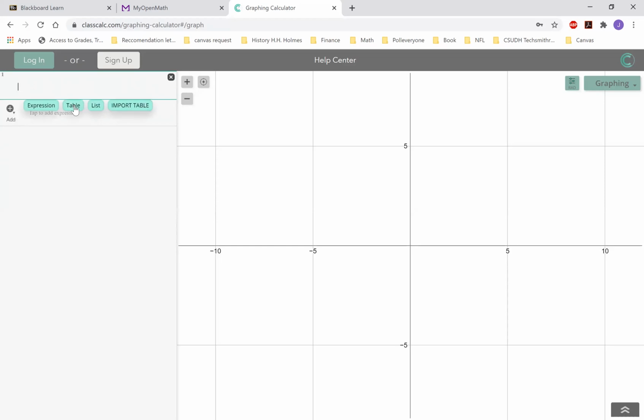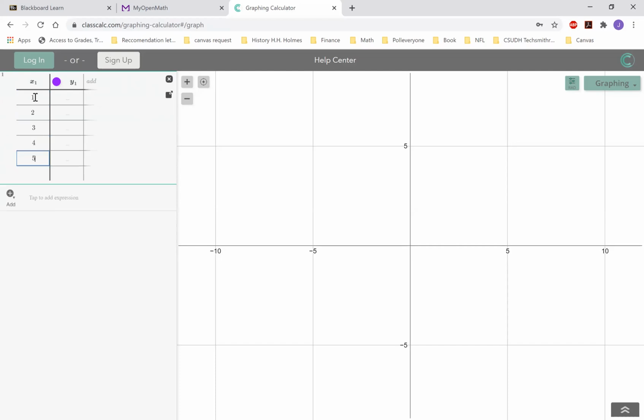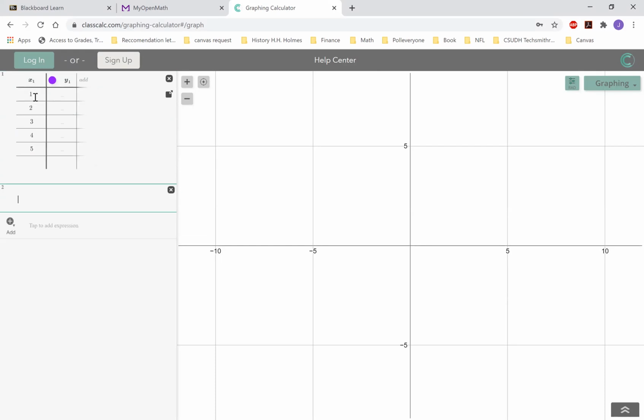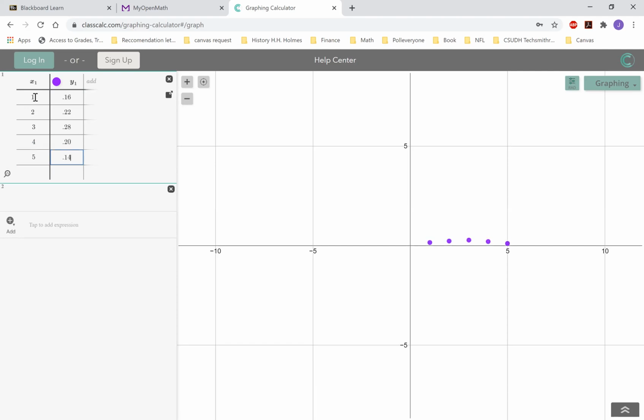So right here, we're going to make a table. On x1, we're going to put x. So we'll put 1, 2, 3, 4, 5. Then for y1, you're going to put P of X. So P of X is 0.16, 0.22, 0.28, 0.20, and 0.14.